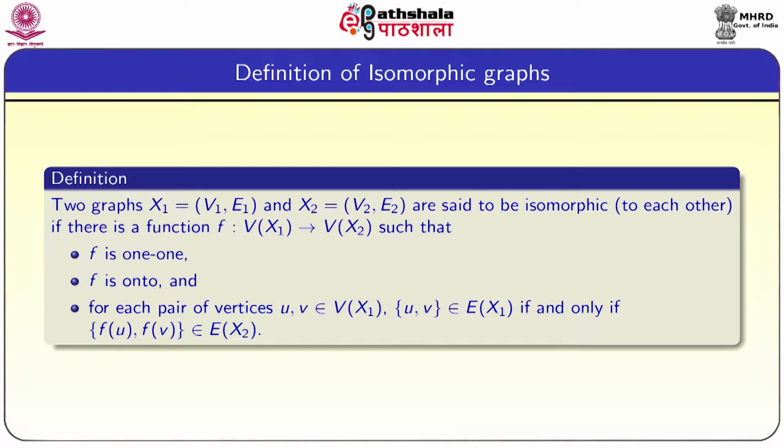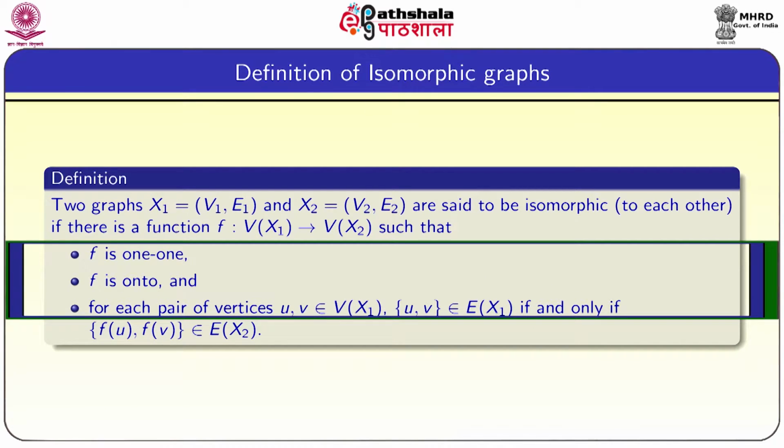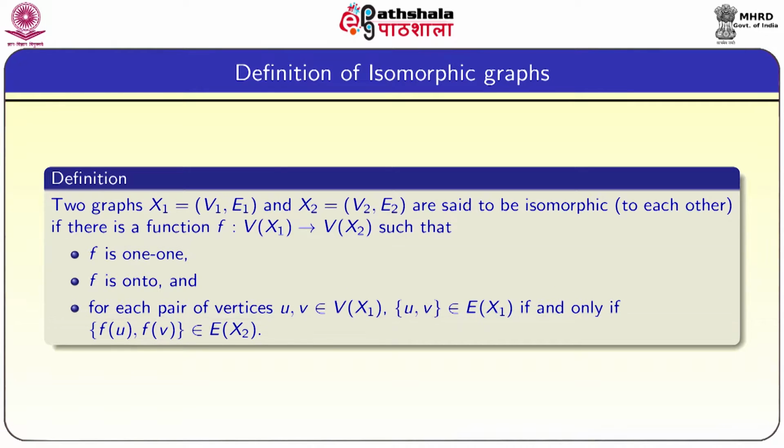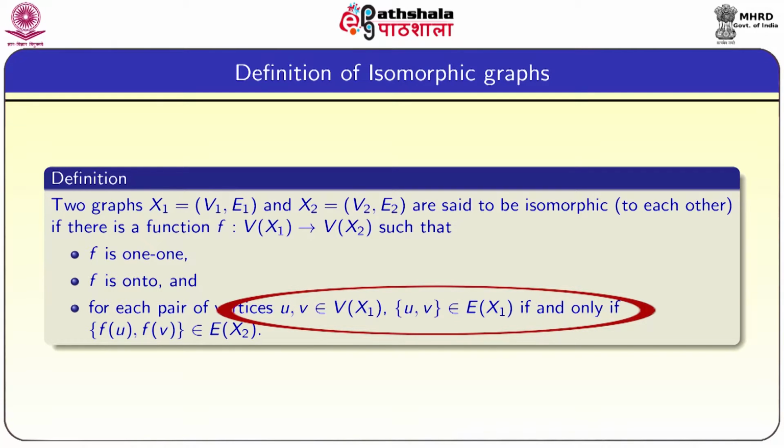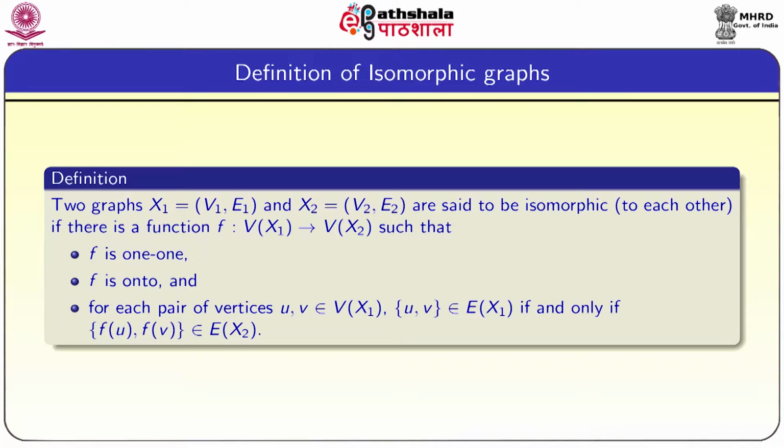Definition of isomorphism of graphs. Two graphs x1 equal to (v1, e1) and x2 equal to (v2, e2) are said to be isomorphic to each other if there is a mapping, a function f from vertex set of x1 to vertex set of x2 such that f is 1-1, f is onto, and for each pair of vertices u, v in V of x1, (u, v) is an edge of x1 if and only if (f(u), f(v)) is an edge of E of x2, meaning edge of x2.